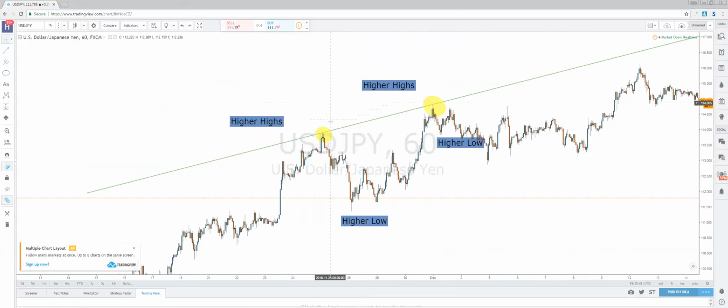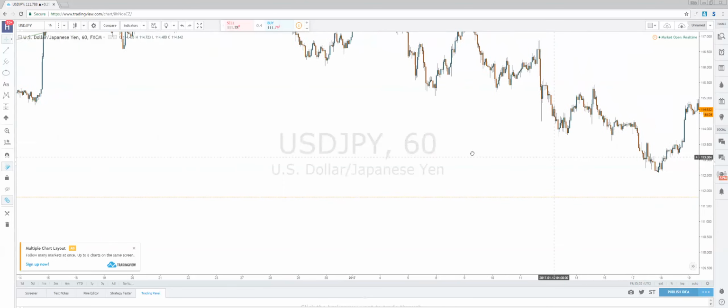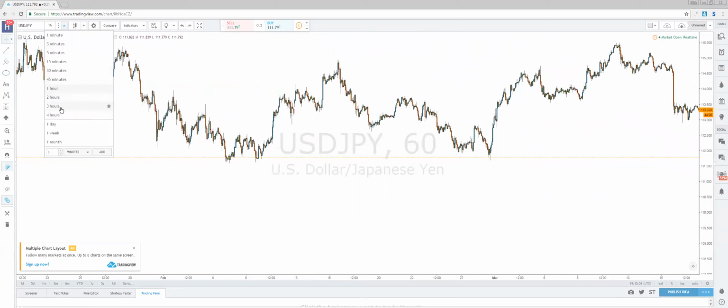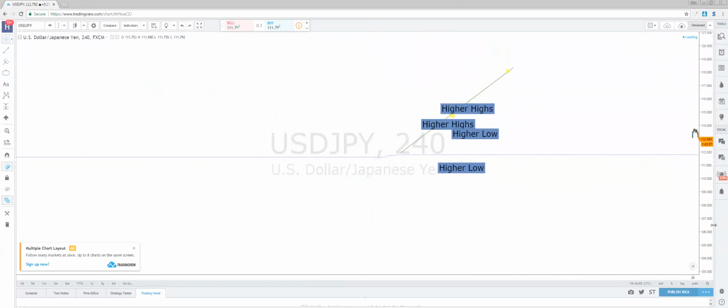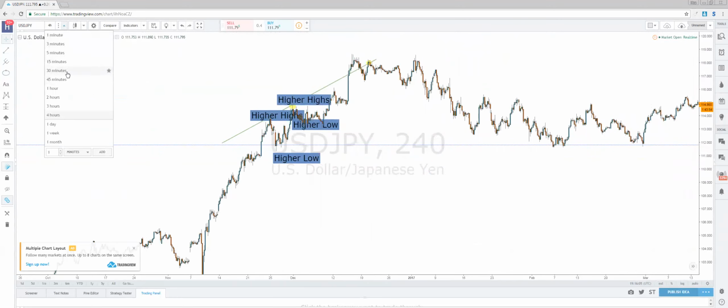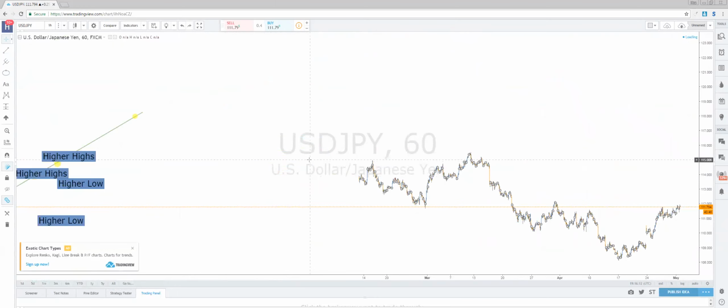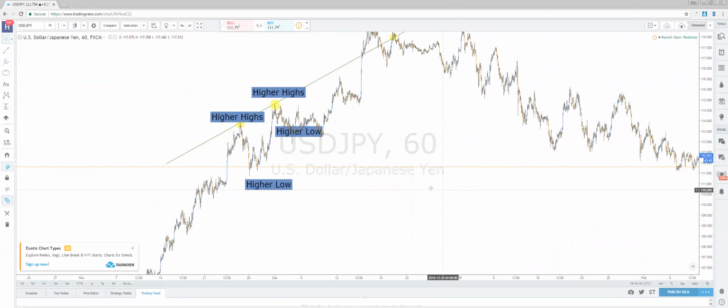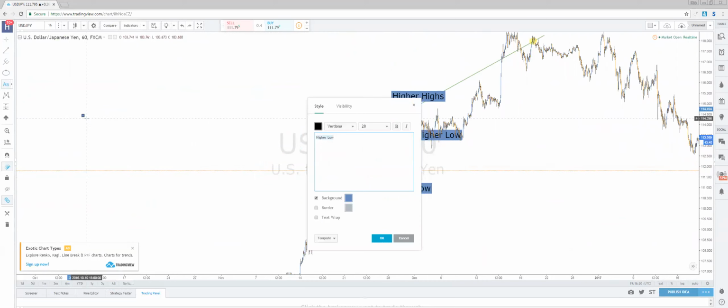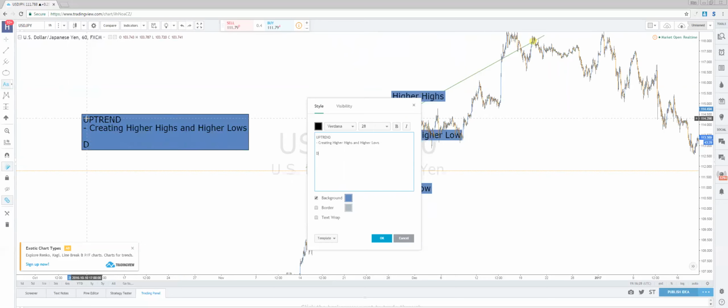So again, recap. In an uptrend, you're creating higher highs and higher lows. In a downtrend, you're creating the opposite. Downtrend, you're creating lower lows and lower highs. So let's recap. Uptrend, creating higher highs and higher lows. Downtrend, creating lower highs and lower lows.